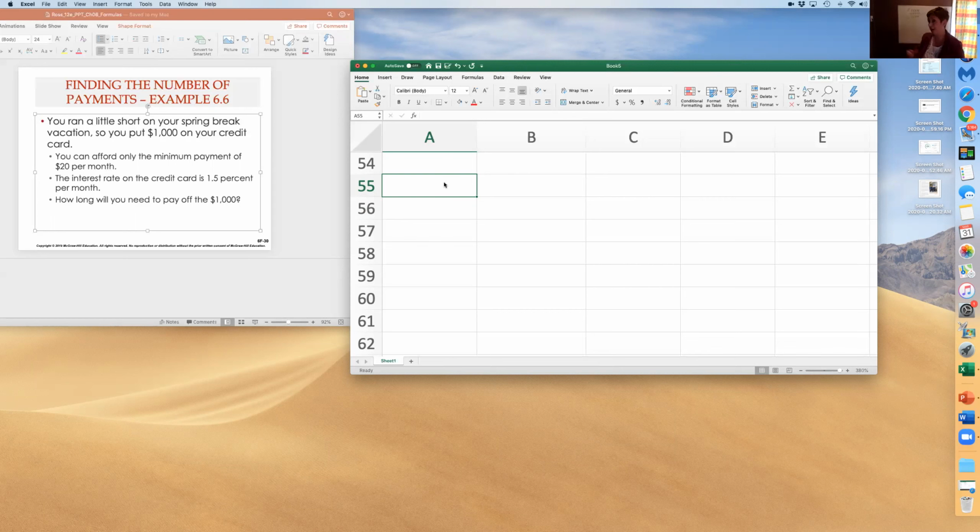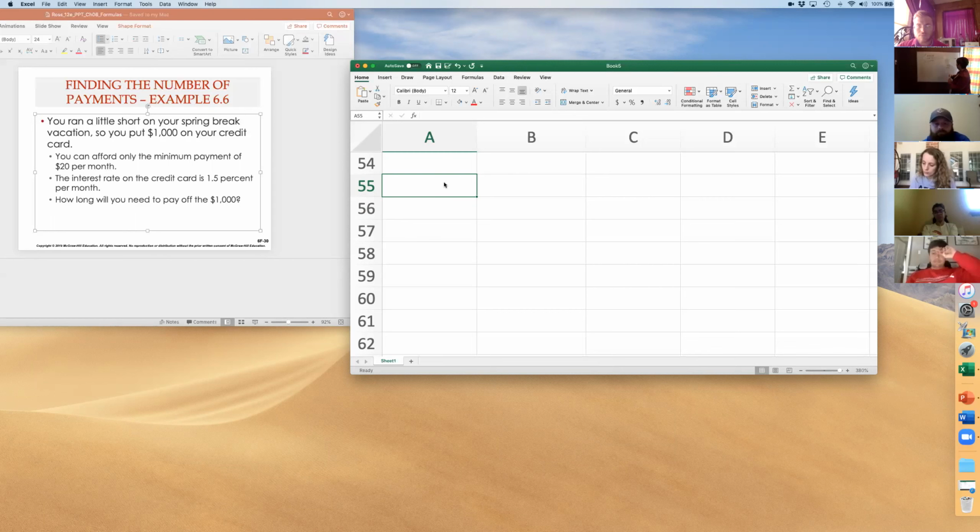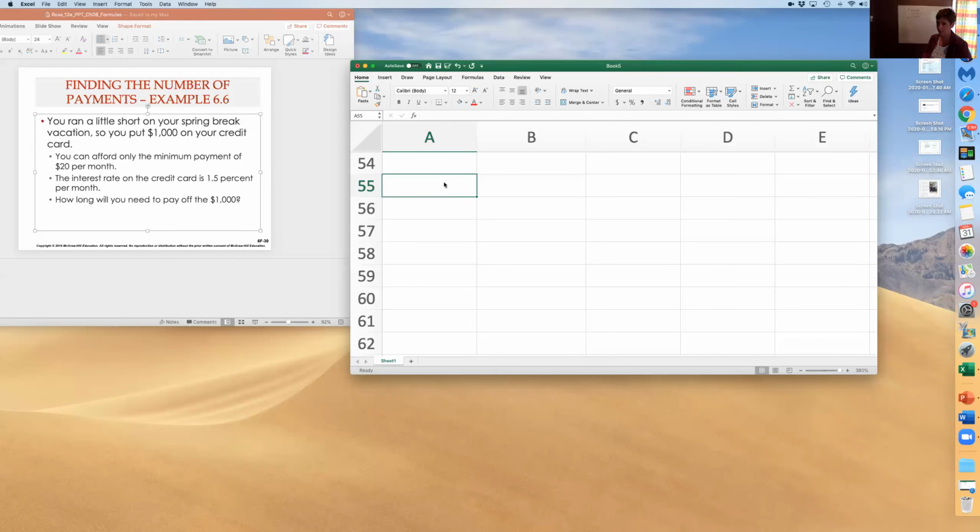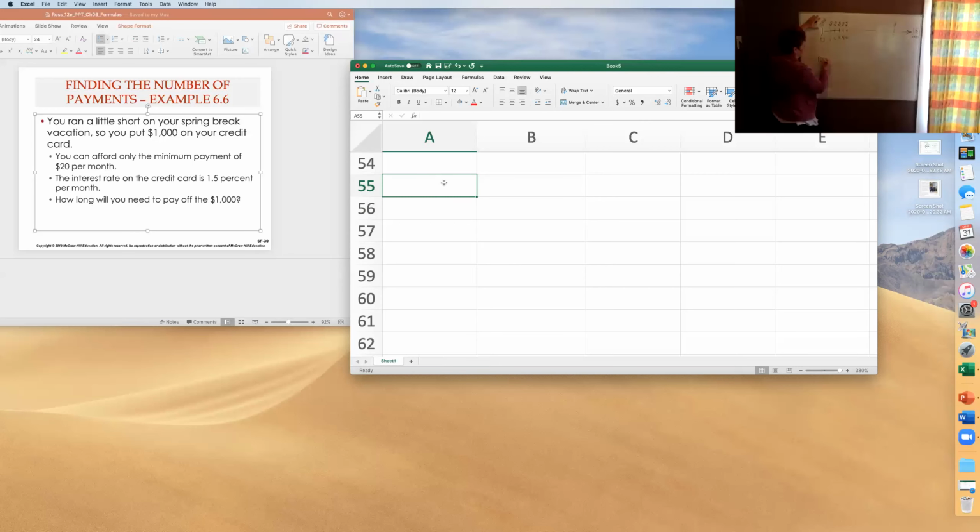All right, so these numbers I'm putting on our timeline are months, right? So what kind of question this is obviously a number of periods question. How many monthly periods will it take us to pay off this spring break trip? All right, so if I were to do the ugly math by hand, this is what it would look like. The present value today, $1,000, is equal to the present value of this string of $20 payments.